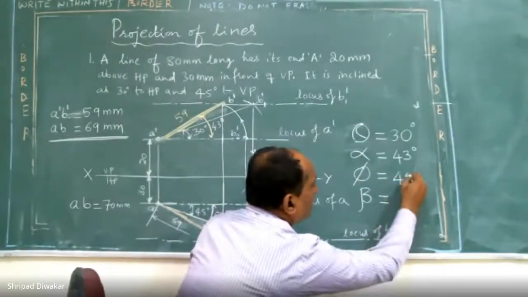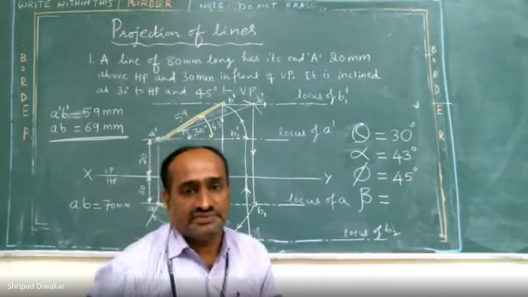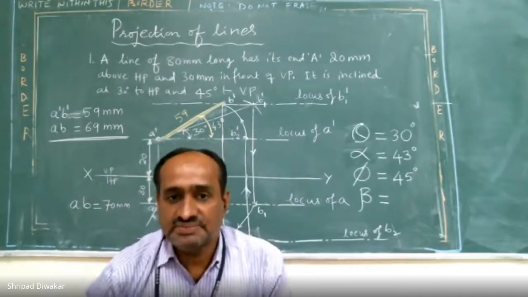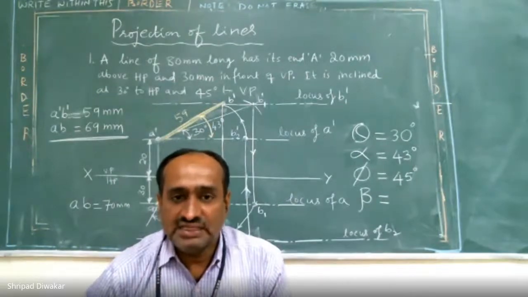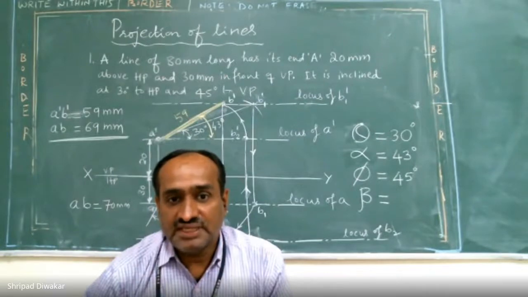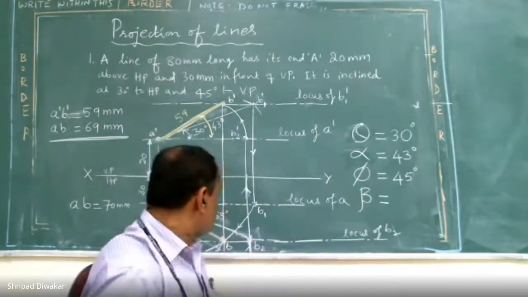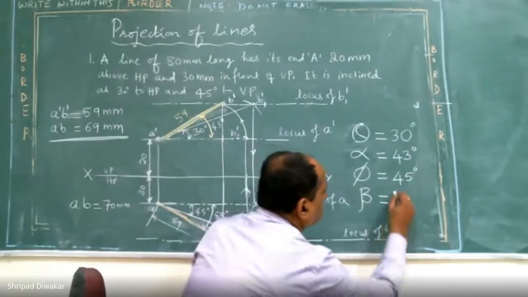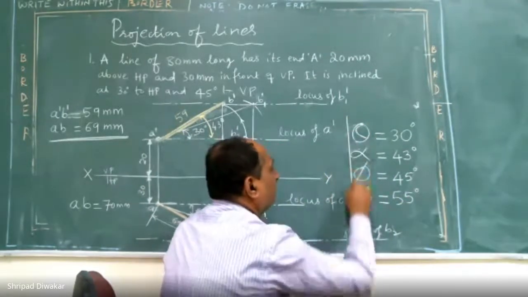That's why somewhere you note down theta is true inclination of the line with respect to HP, that is 30 degree. Alpha is the apparent inclination of the line with respect to HP. Phi is true inclination of the line with respect to VP, and beta apparent inclination of the line with respect to VP. How much you are getting? You are getting 55 degree. So these are the dimensions you have to write.